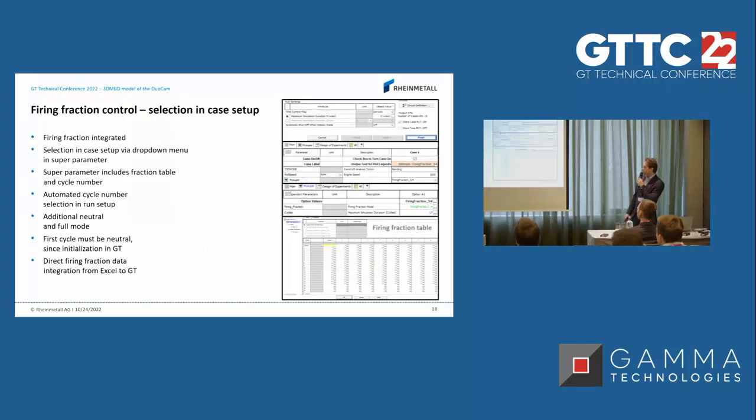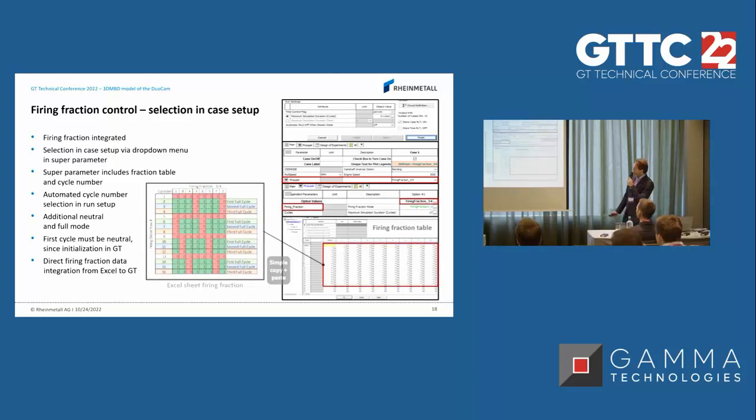How did we integrate the controlling? We have used super parameters. Super parameters can contain several definitions, like the cycle and also the firing fraction table here at the bottom. We implemented this like from an Excel sheet, just by simply copy and paste, and so the user can just modify the controlling of the firing fraction from outside.